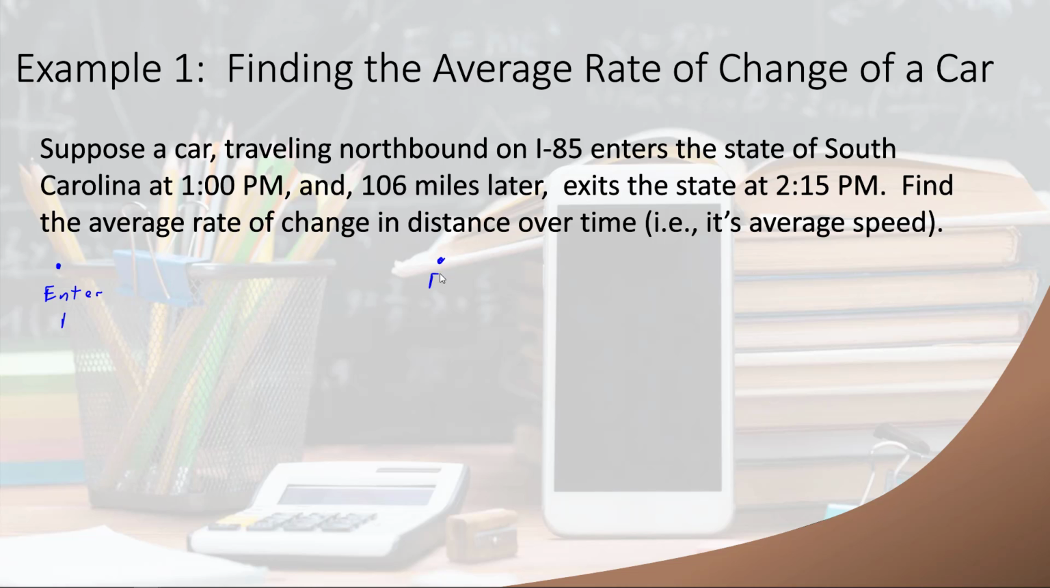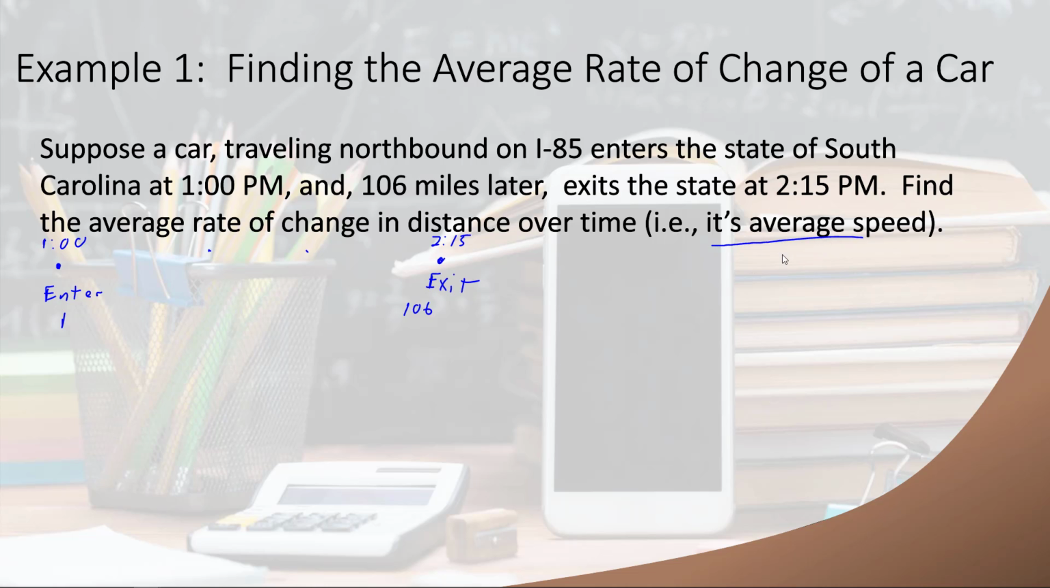Enter, and then exit. For all we know, it could have stopped for a few minutes here, could have stopped for a few minutes there, it could have gone really fast here. It could have gone really fast here, probably slowed down because of all the construction in Gaffney here. We simply don't know. All we know is that it entered at 1 o'clock, and it left at 2:15, and that this distance is 106 miles. Accordingly, we could only compute its average speed.